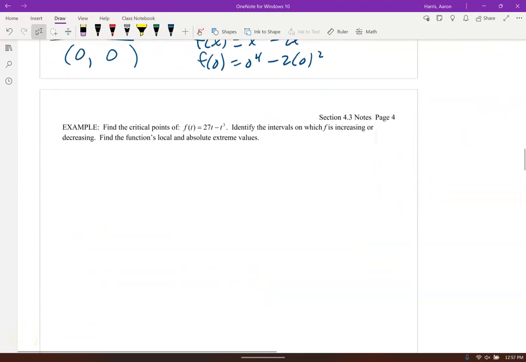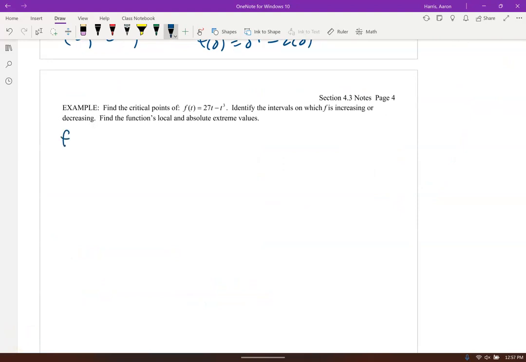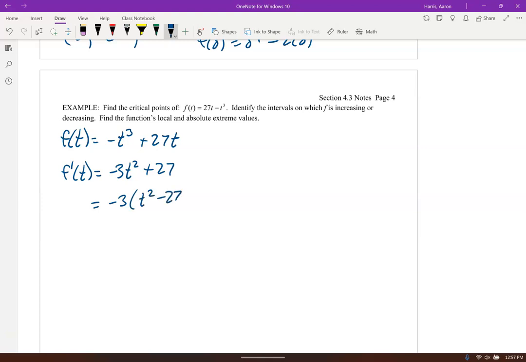All right, let's take a look here at this f of t. We've got -t cubed plus 27t. Okay, and we're going to run that first derivative test to see where it's increasing, decreasing. I'm going to take a -3 out, so I'd have t squared minus 27. Oh, t squared, my goodness, minus 9. There's our f prime of t.